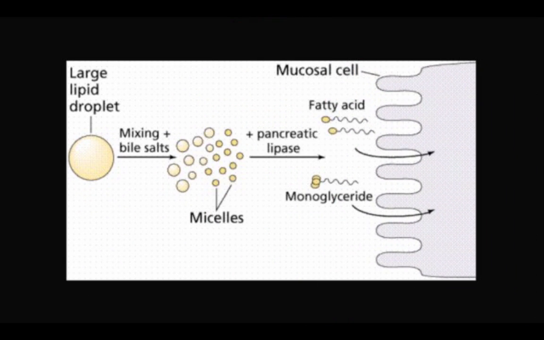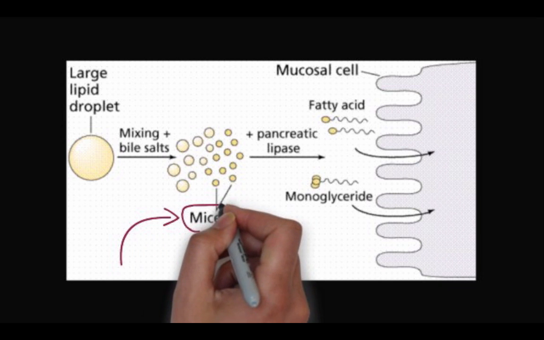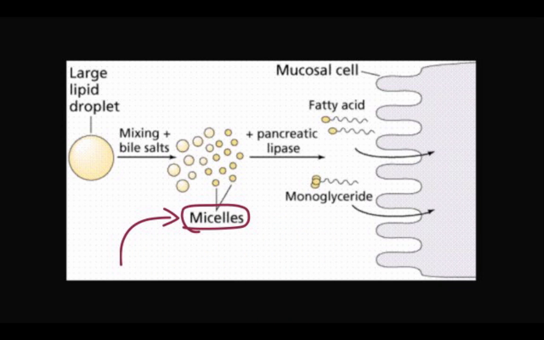Free fatty acids, monoglycerides, and cholesterol await absorption through the small intestinal lumen in droplets surrounded by bile. These droplets are called micelles. Although the name contains the word cell, micelles are not living cells. They are simply a conglomeration of digested lipid products encircled by bile that are awaiting absorption.